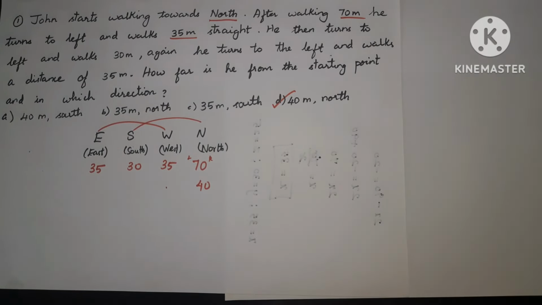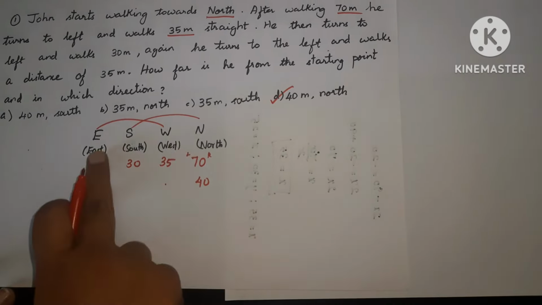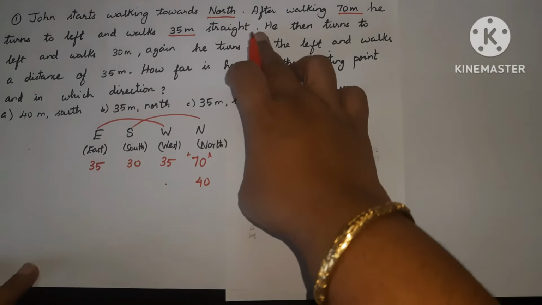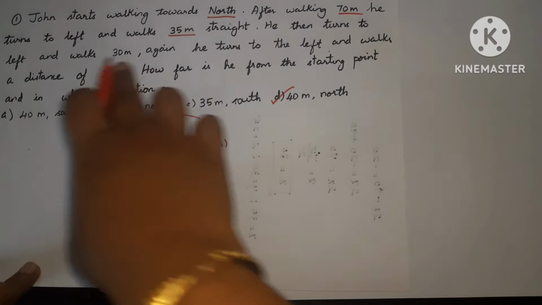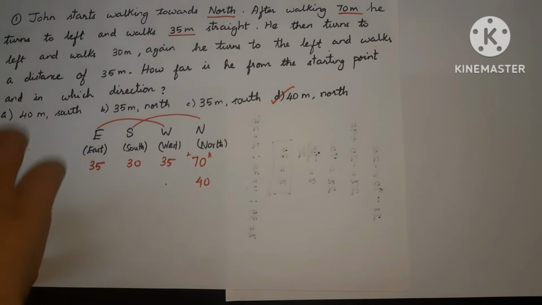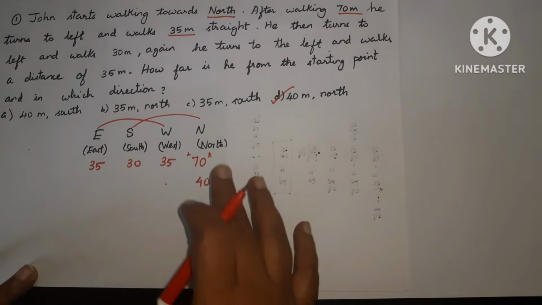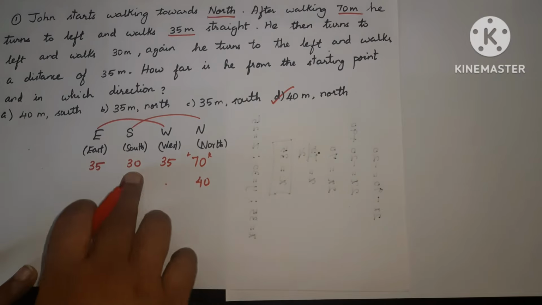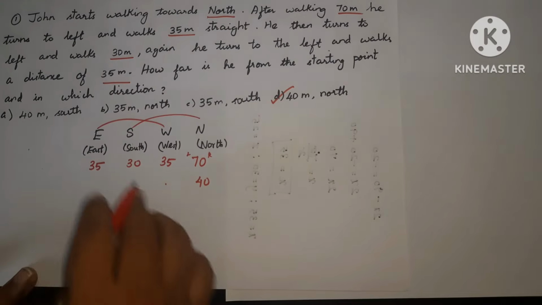It is as simple as you think. The first step is to write this ESWN, the short form. Then you have to read the question. If the starting point is north, you start at north, and they'll give you directions like left and right. If it is left, move towards left. If it is right, move towards right. So it is only left, left, left. We have written the numbers continuously: 35 meters, 30 meters and 35 meters.